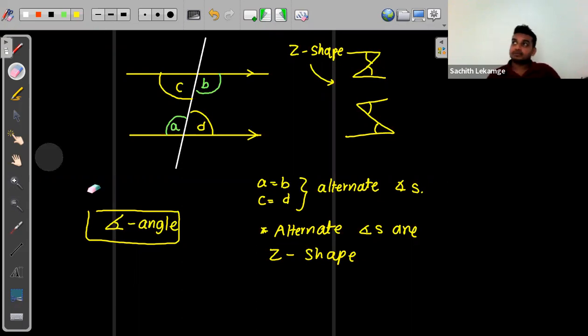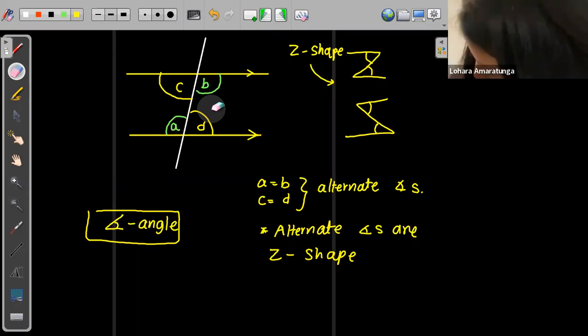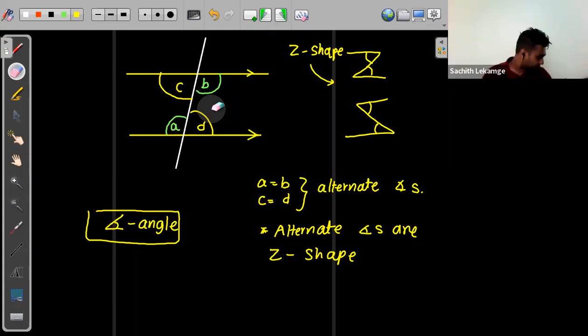Okay, there's another type. Quickly finish this. Alternate angles. So remember, A is equal to B, C is equal to D. Just copy it. Very good. Make sure that you draw the figure and write it down in your book. This figure is very important for you to draw. Everybody should draw this figure and write this down.